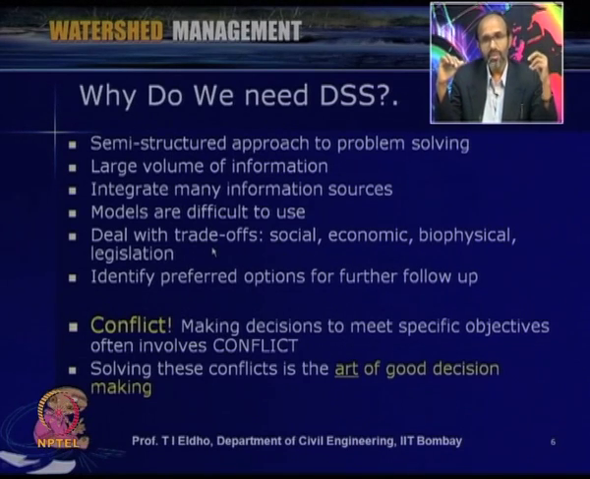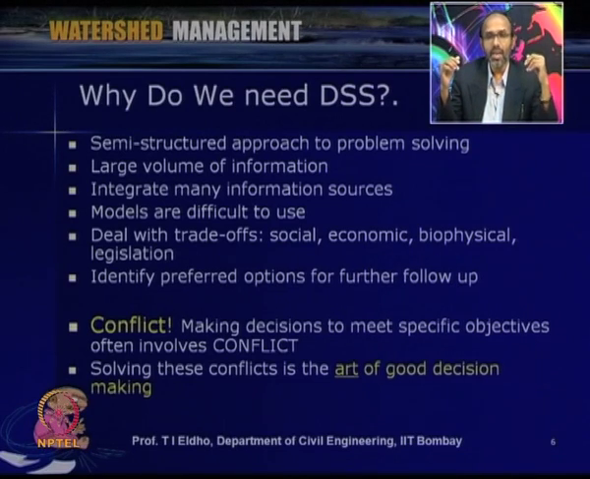So the DSS gives appropriate links and appropriate scenarios when it deals with things related to social aspects, economic aspects, or biophysical aspects, especially when we deal with watershed management or water related problems. And DSS identifies the preferred options for further follow up. That is also another important point. That is why we have to go for DSS.